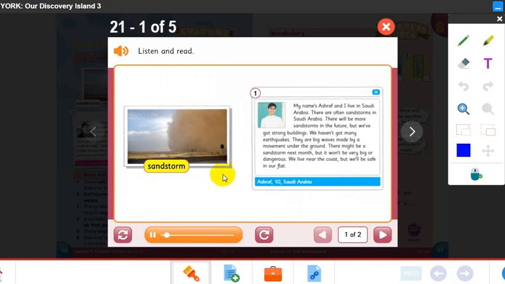One, sandstorm. My name's Ashraf, and I live in Saudi Arabia. There are often sandstorms in Saudi Arabia. There will be more sandstorms in the future, but we've got strong buildings. We haven't got many earthquakes. They are big waves made by a movement under the ground. There might be a sandstorm next month, but it won't be very big or dangerous. We live near the coast, but we'll be safe in our flat.